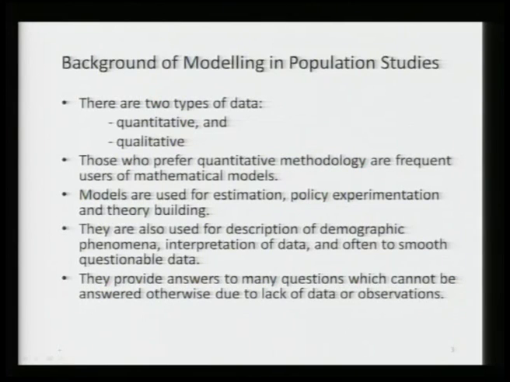Many times models are used for interpretation of data and often to smooth questionable data. Now, the other day when I was talking to you about census, I said that census data suffer from various types of errors, and I gave you the example of age. In data on age, there is the problem of age heaping, resulting from the fact that in reporting ages, people prefer figures ending in certain digits like 0 and 5 and avoid certain other digits like 9 or 7.